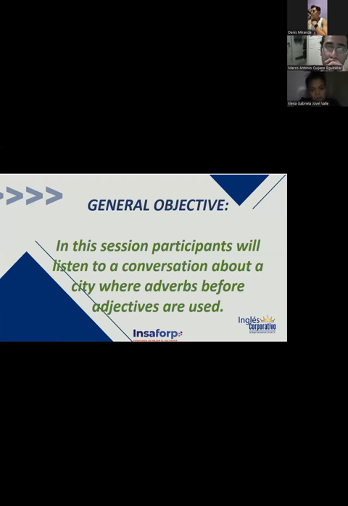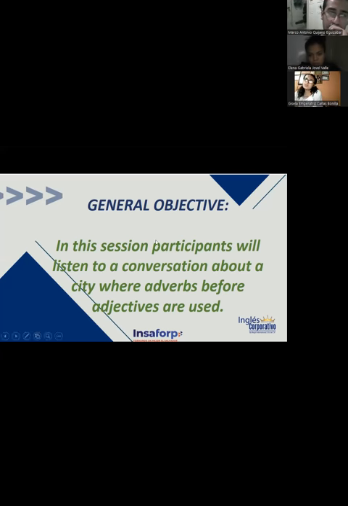And we have the general objective. So I need a volunteer for helping me to read the general objective. Who wants to help me to read? Who says me, teacher? I want to do it. I want to practice. Hello, Elena. You can help me to read, yes? Of course. In this session, participants will listen to a conversation about a city where adverbs before adjectives are used.